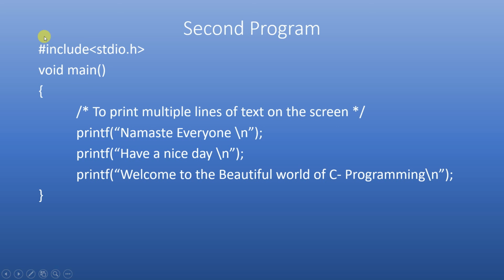So as usual we are including stdio.h because we are calling the printf function. Main function is calling printf function 3 times. First time we are printing Namaste everyone. Then the next message, have a nice day, will be printed in the next line. If you remove \n, then Namaste everyone and have a nice day will be printed in the same line. For example, if you remove \n here, then all 3 messages will be printed on the same line.